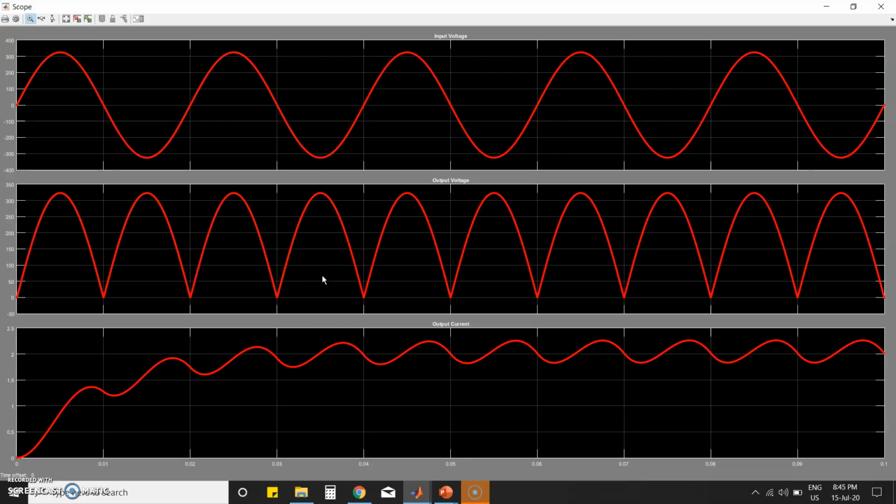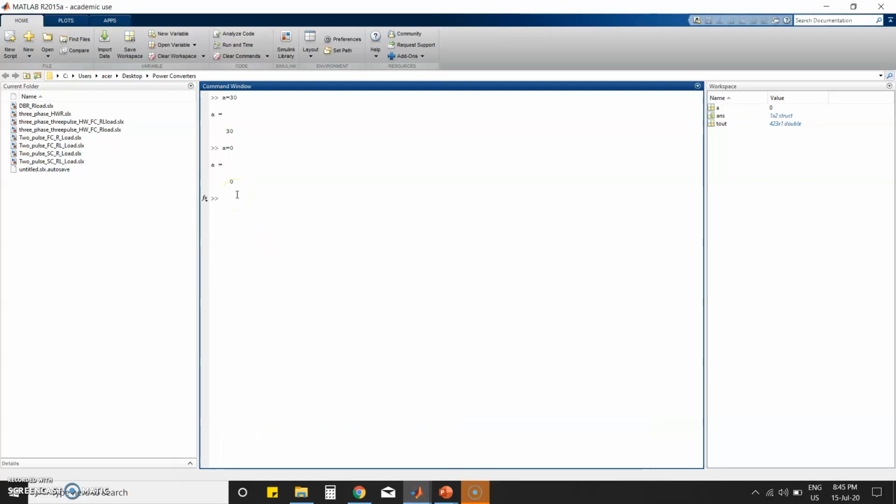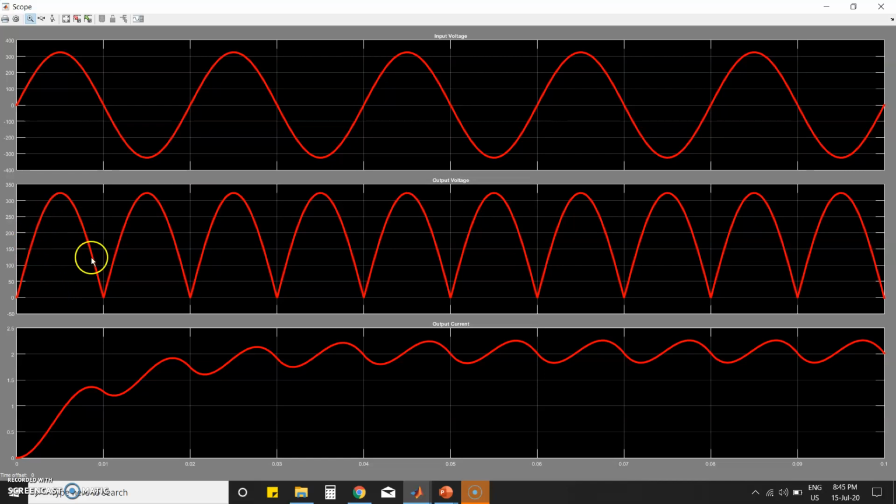So this is a continuation of our previous video. We are looking at the simulation of a two pulse full control converter with R load and RL load. Finally we finished with the firing angle α equal to 0, and this is the output voltage waveform. Now you can see it is similar to the bridge rectifier, and since this is the L load, the output current first starts charging, after that it shows charging and discharging.